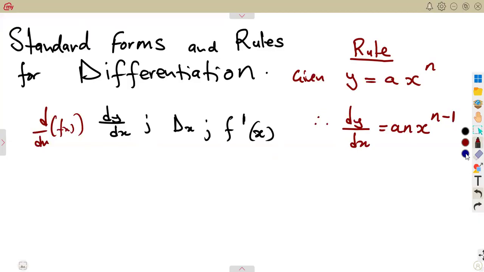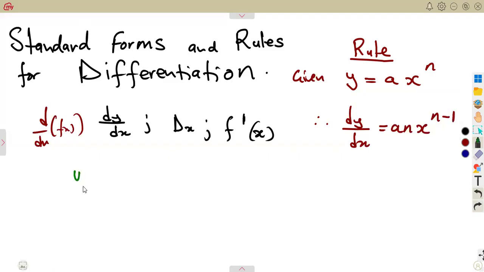So on this rule, what we need to consider is that the x has to be raised to a certain power. This is not 1 over x. This is not 2 over x, no. It's x to an exponent. So n can be positive, n can be negative, on any condition that you may be given. So this is what I'm trying to say.